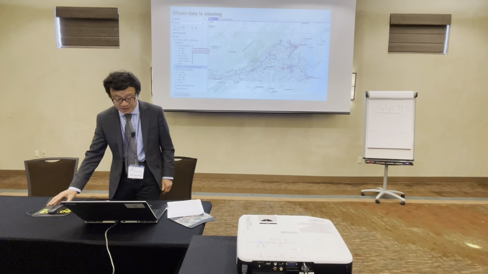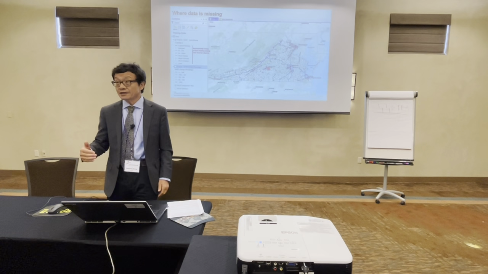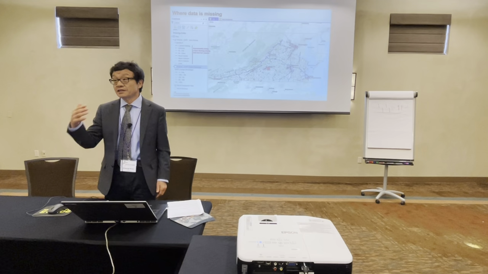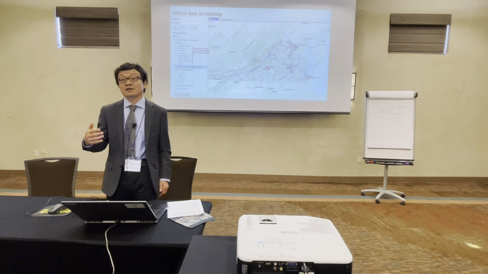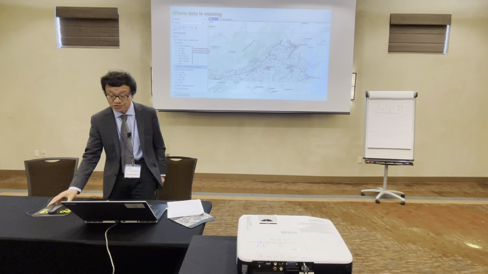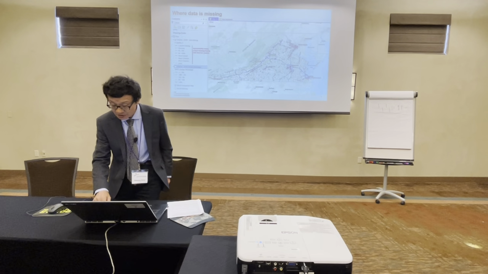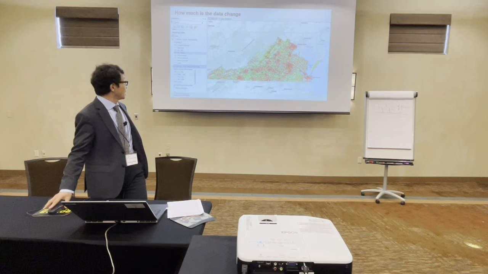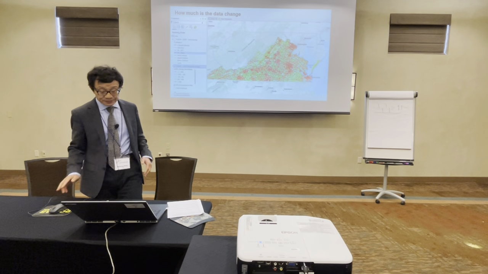And the second layer it includes, in addition to where the data is missing, is how much the data is changed. And this map just shows where the data is missing. The next one you're seeing here is just how much the data is changed.